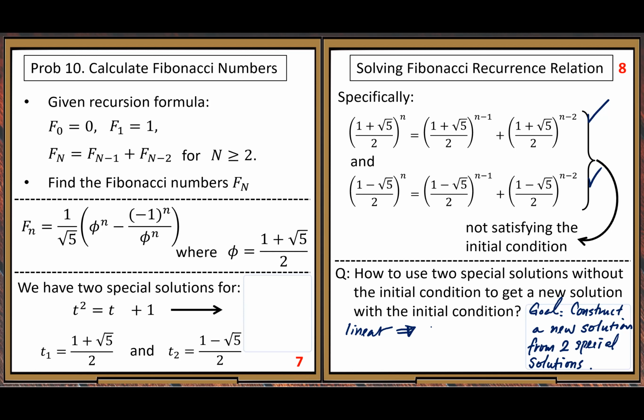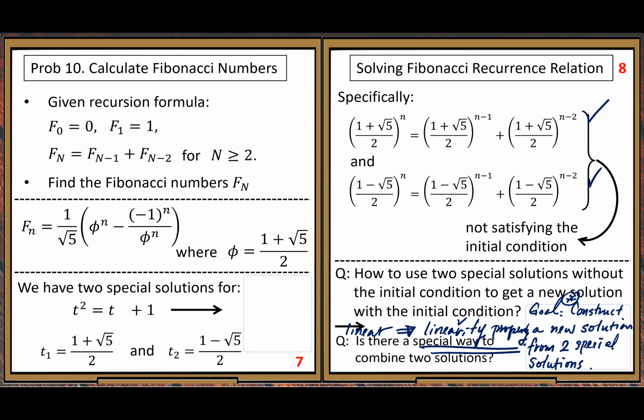Linear gives us the property called the linearity property. We want to take advantage of the linearity property to do the construction. How? Let's do it next.